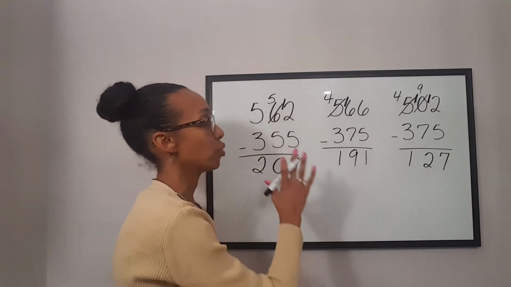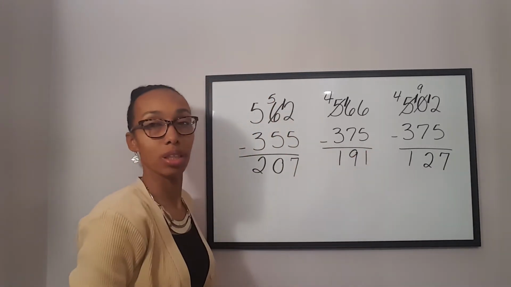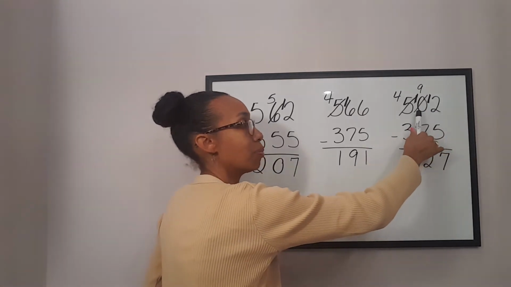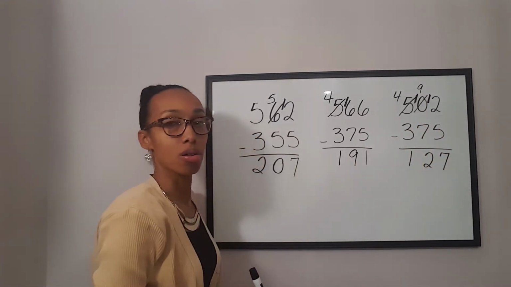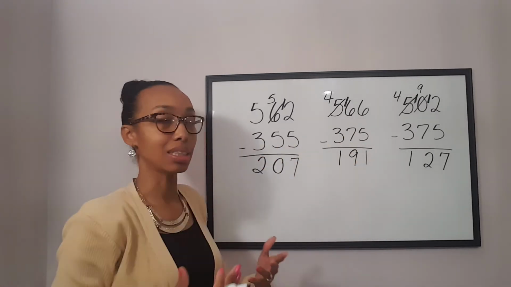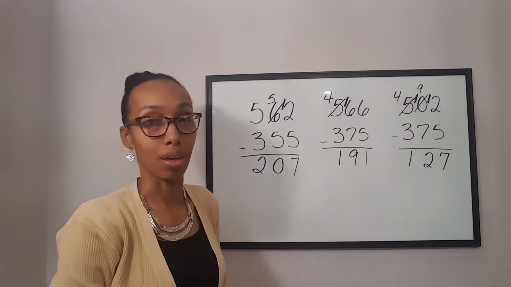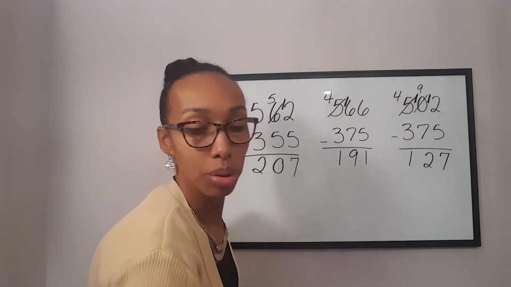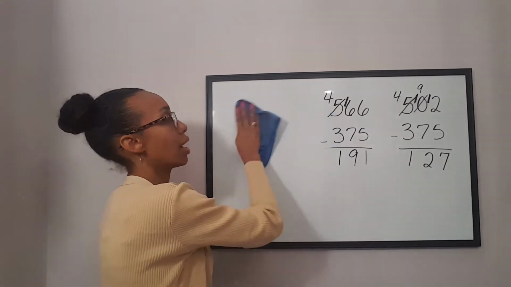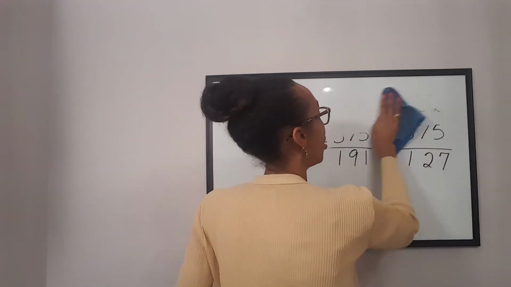Okay? So 3 very different situations for borrowing. This is the only one that we had to skip over to borrow. The rest, we just looked at what number we had and had to decide if we needed to borrow again. So I'm going to put up two problems here that I want you to try on your own.